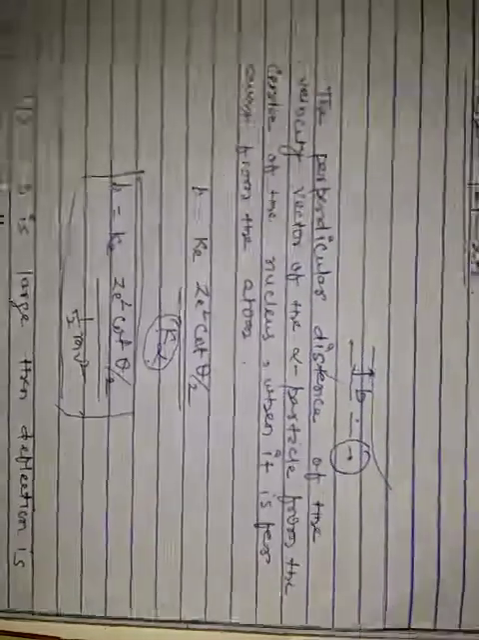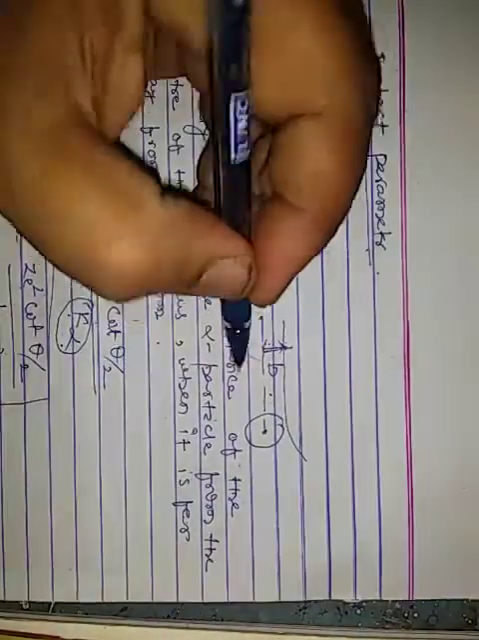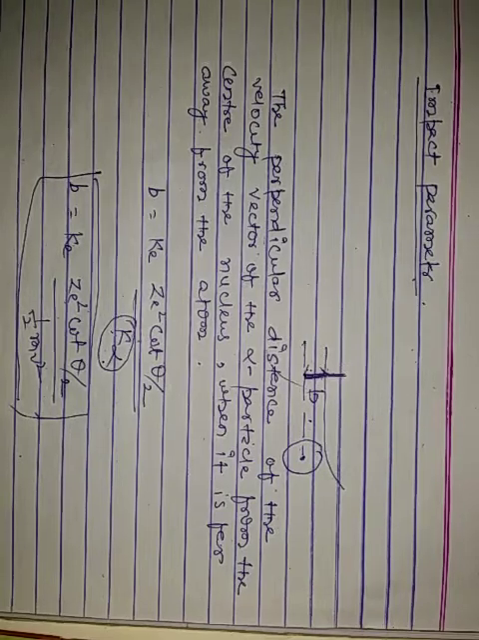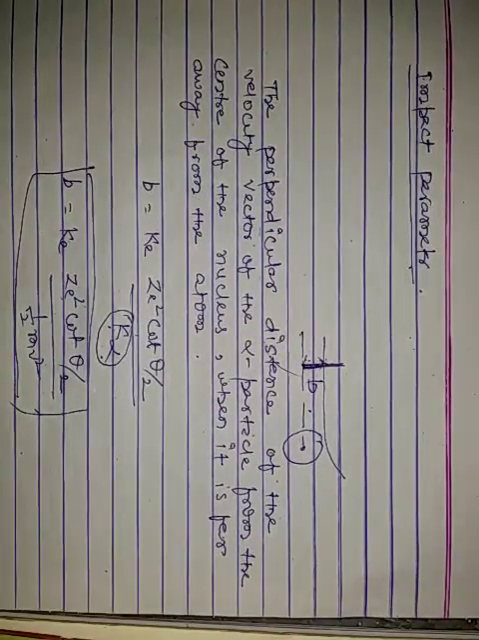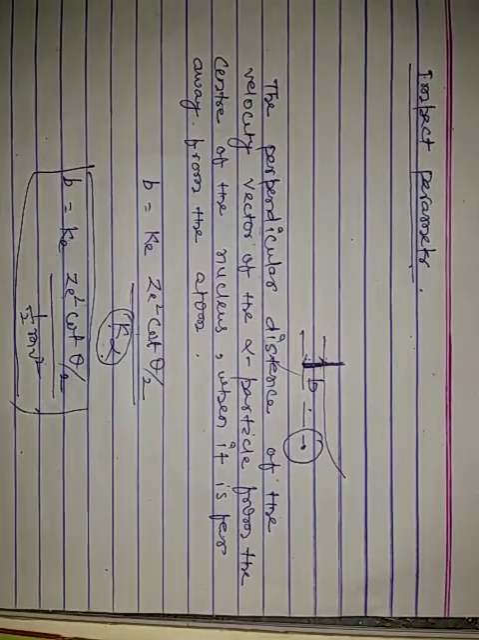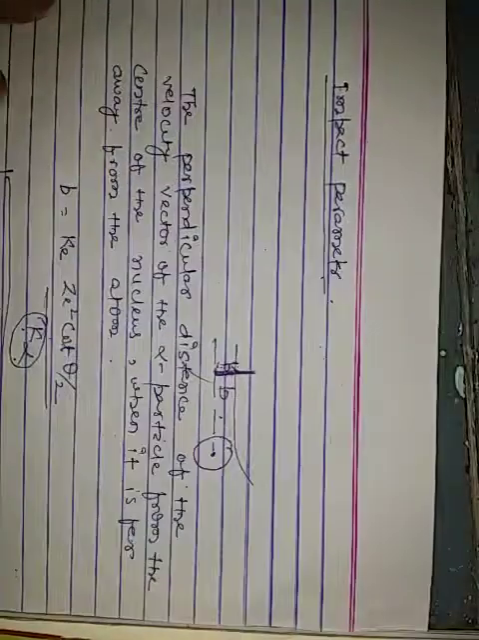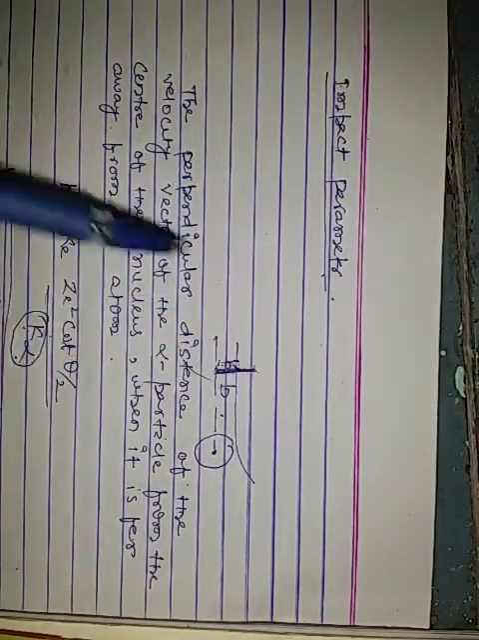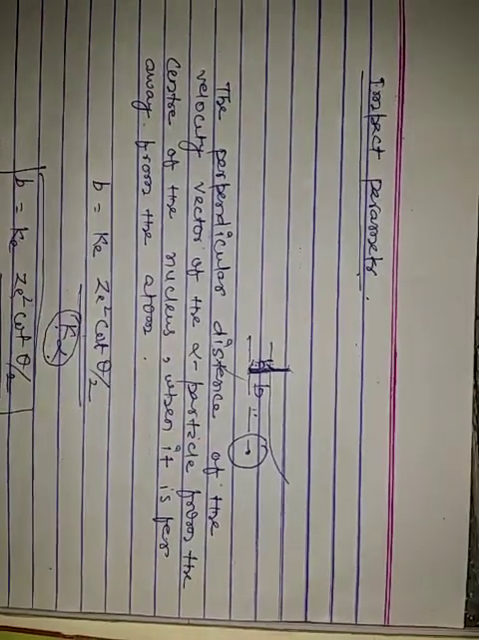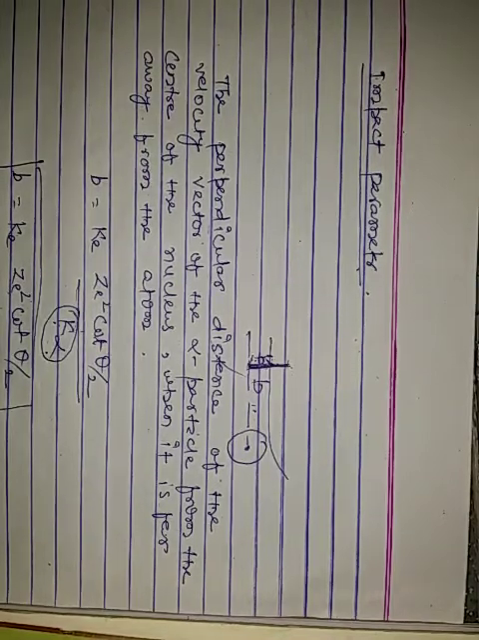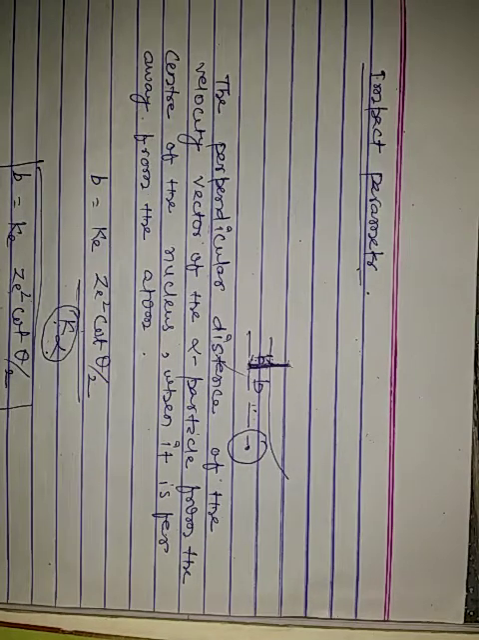Now if b is large, it means the distance between the alpha particle and the nucleus is greater, so the alpha particle is far from the nucleus. There are two possibilities: one, the alpha particle goes straight, or second, it is deflected by a very small angle.